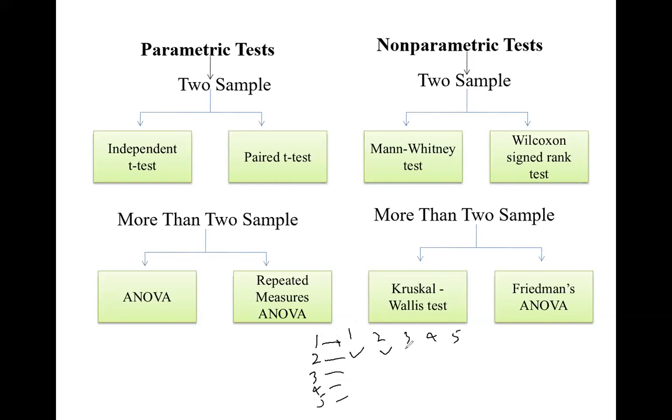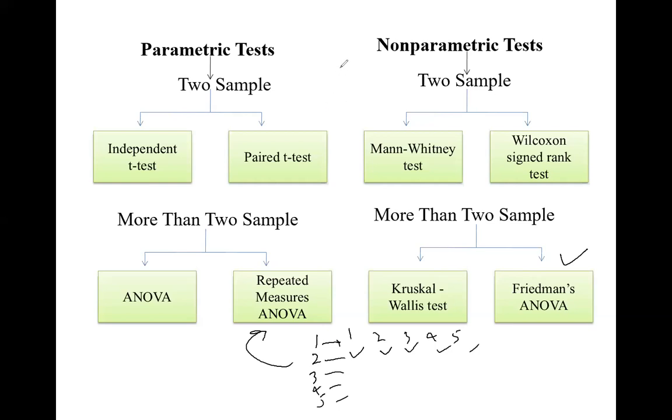Continuously for 5 days. In that case, we use repeated measures ANOVA because we are repeatedly measuring the same respondents. But if the assumptions of repeated measures ANOVA are not fulfilled, then we use Friedman ANOVA.